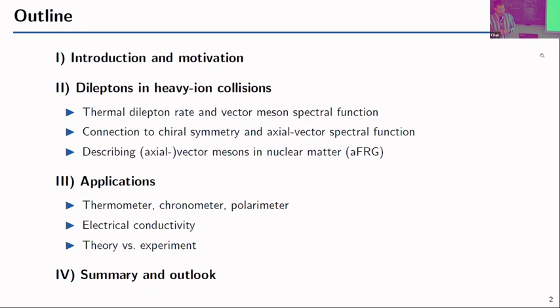which we obtained recently on vector and axial vector mesons in nuclear matter, using the FRG method, which I will come back to. And then I will go to some applications. So how we can use dileptons as a thermometer, as a chronometer, as a polarimeter, maybe even to get some information on the electrical conductivity. And then I will show you some comparisons between theory and experiment.